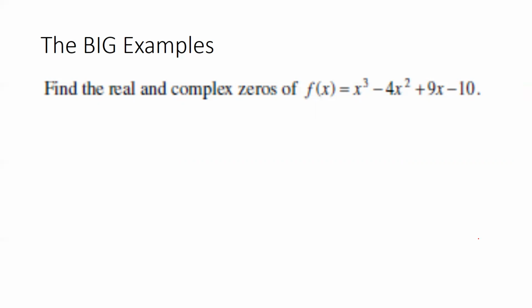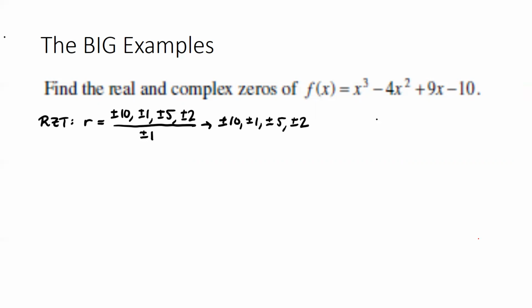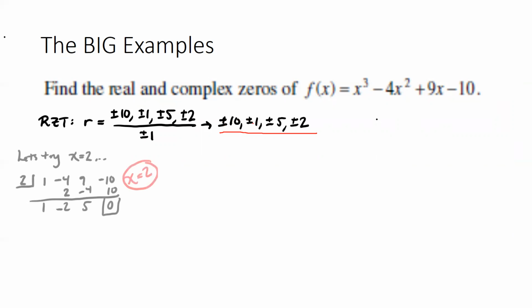All right, here we go. So first we're going to use the rational zero test theorem. And we get r is equal to plus or minus 10, plus or minus 1, plus or minus 5, plus or minus 2, over plus or minus 1. So now what we end up with is this collection of possible zeros. Plus or minus 10, plus or minus 1, plus or minus 5, or plus or minus 2. I start iterating through these things. I check plus 10 first, then I check minus 10, then I check plus 1, then minus 1, and so on. Well, guess what? 2 hits.